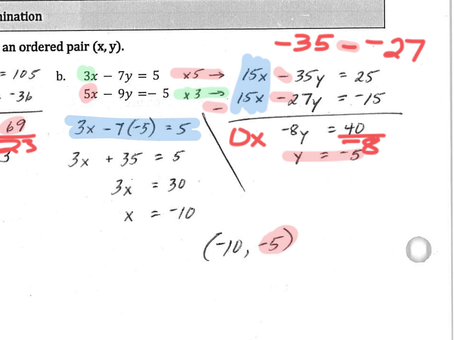3x minus 7 times negative 5 equals 5. So when I do this math, negative 7 and negative 5 make positive 35. If I subtract that on both sides, I get 30. Whoops, that should be negative 30. I get negative 30 if I subtract 5. And when I divide by 3, I get negative 10. That is our correct answer. Negative 10 is correct.